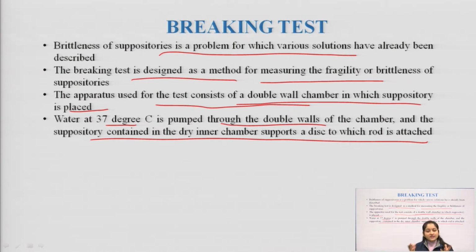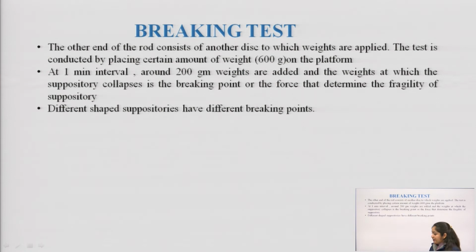However, the dissolution test apparatus is not going to hold the suppositories in a proper place, and the suppositories are going to spread haywire. As a result, we attach a disc; there is a disc in the inner chamber of that apparatus, which is going to hold our suppositories in a proper place. Let us try to understand the breaking test in a deeper way. The other end of the rod consists of another disc to which weights are applied, with an amount of at least more than 600 gram placed on the platform.